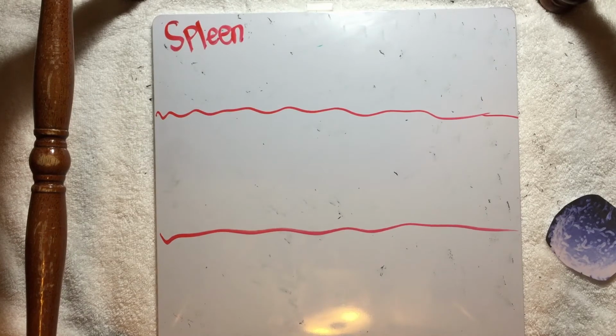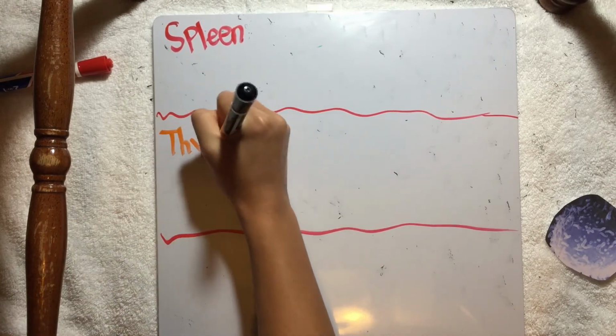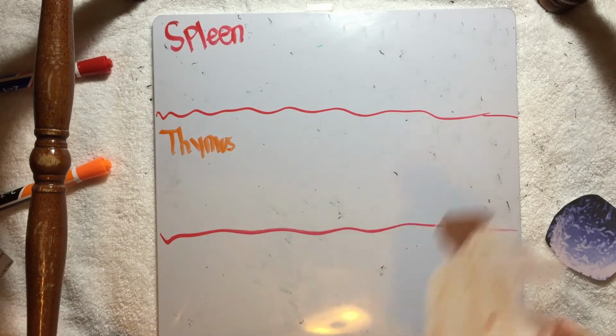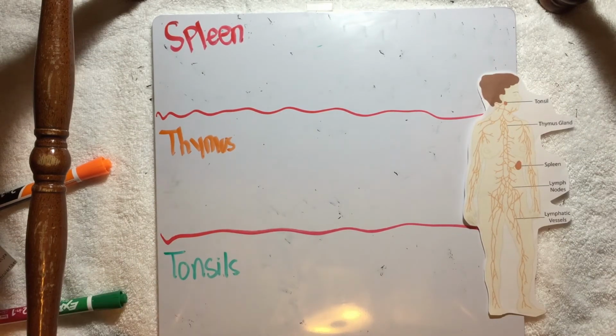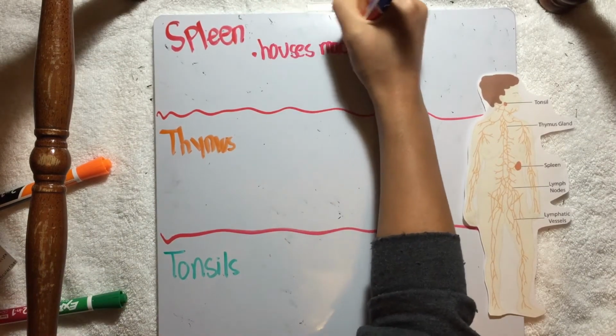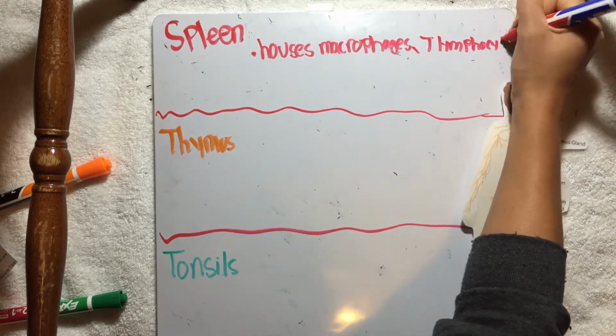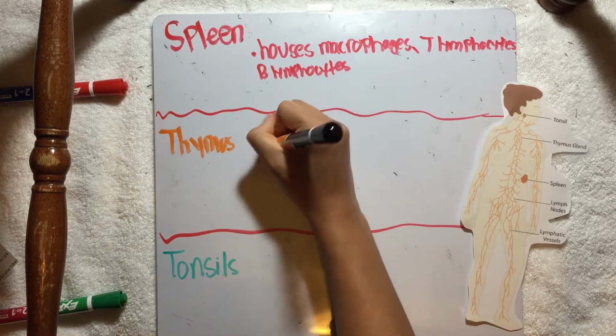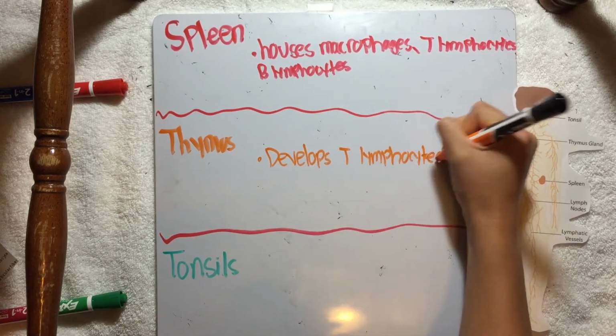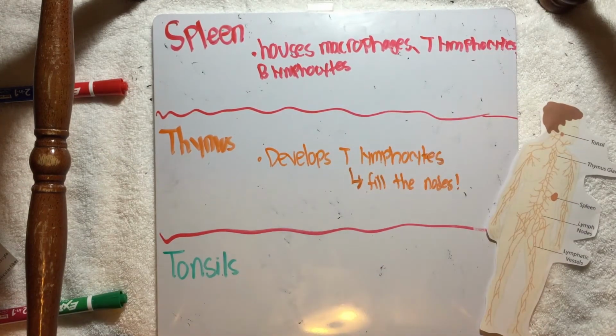Alright, so now we look at the other organs. We have the spleen, we have the thymus, and we have the tonsils. On the spleen specifically, it holds the macrophages, the T lymphocytes, and the B lymphocytes. The thymus holds the T lymphocytes, and in fact develops them into fully matured cells. And the tonsils, they produce T lymphocytes as well.